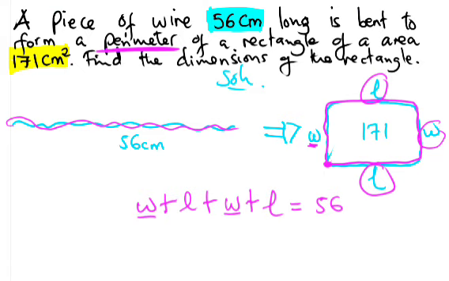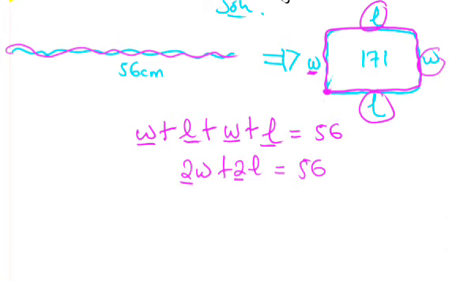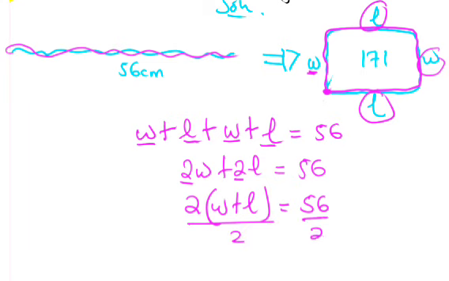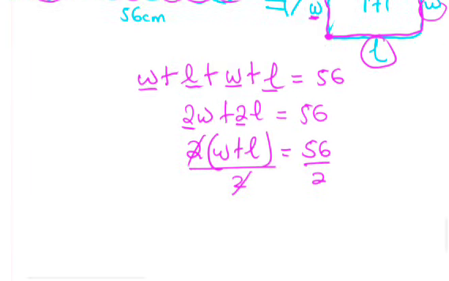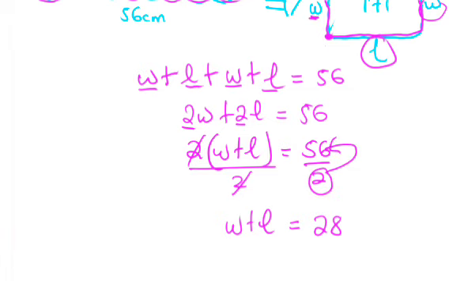So W and W give us 2W, and L and L give us 2L. That's equal to 56. We can take out the 2 as a common factor: 2 times W plus L is equal to 56. So we can divide both sides by 2, and we remain with W plus L is equal to 28. So we have this equation number 1.